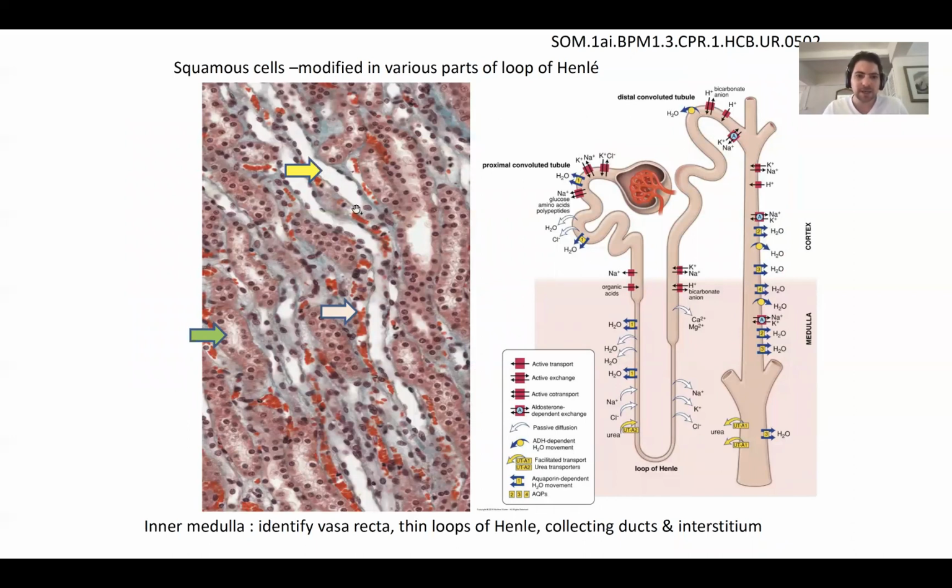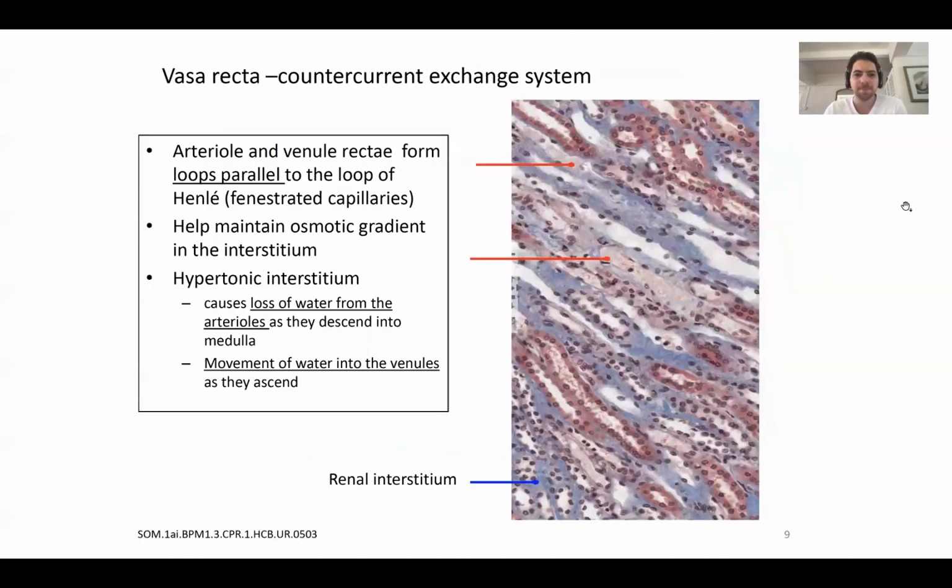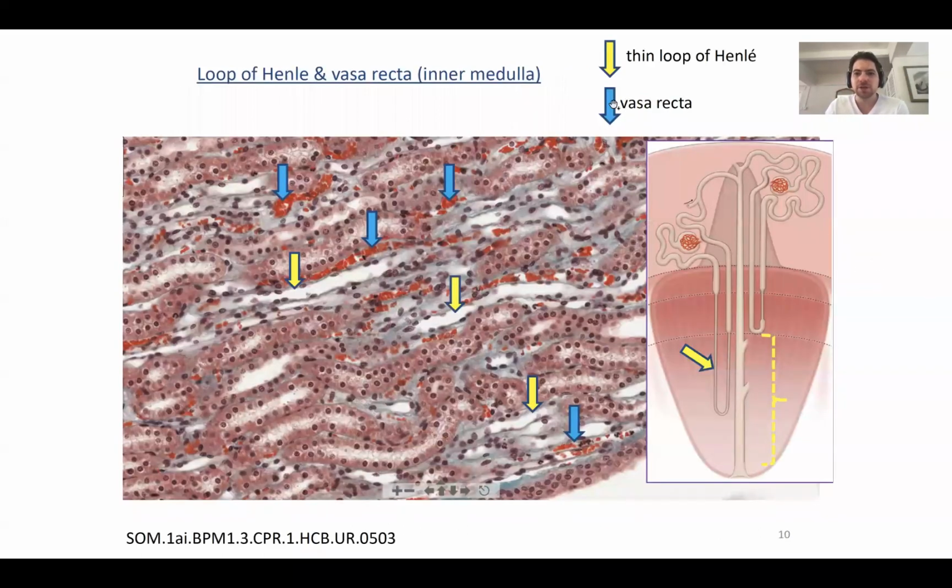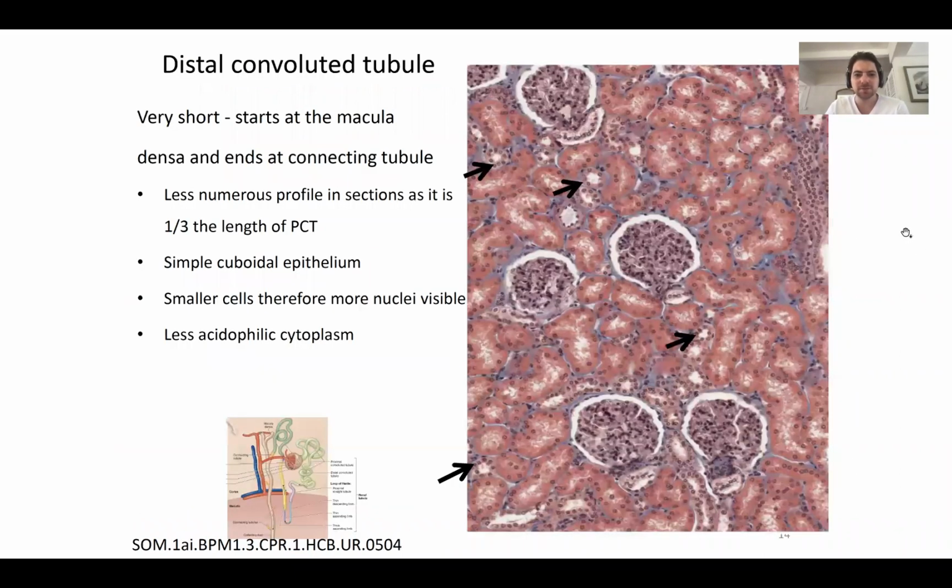Right here, you can see the loop of Henle, and right here is the vasa recta, and we'll get to this one in a second. All right, again, vasa recta. A little bit different of a view, but you can see the red blood cells that come through here. The whole point is that they wrap around each other just so they can transfer things back and forth. So same thing here, we're looking at the vasa recta with blood, and the loop of Henle is clear. Look for red blood cells for the vasa recta.